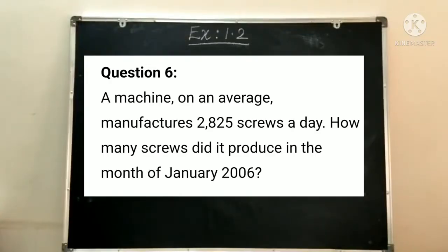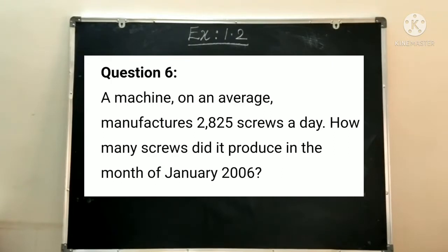Okay, 6th question in exercise 1.2. Take your book, page number 16 and 17. In exercise 1.2, 5 problems we have already done in the previous class. Now, let's go to the next question, the 6th question. I am reading.